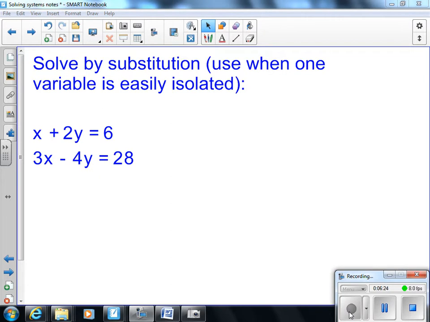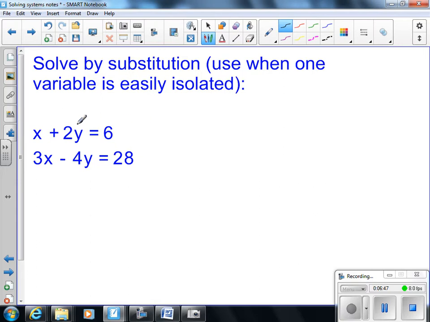Okay, let's try one. You're going to solve this one by substitution. And substitution is really easiest to use if already one variable is isolated, or one can be easily isolated. So as you look at these, is there one variable that kind of sticks out that, hey, I can get it by itself really easily? Which one is the x in the first one? Okay, so let's do that. I'm going to subtract 2 y's, and I get x is equal to negative 2y plus 6. Or you can have 6 plus 2y.